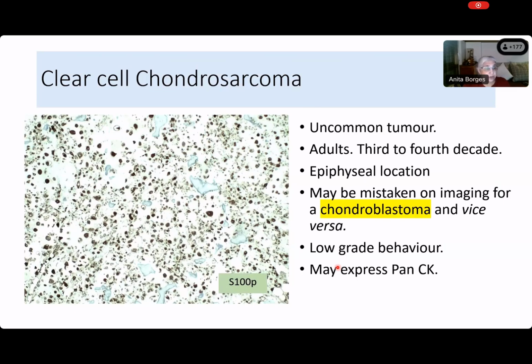It can be mistaken for a chondroblastoma. Why? Because it looks like a chondroblastoma on X-rays, and because it has a chondroid matrix, somebody might mistake it for a chondroblastoma, and sometimes a chondroblastoma is mistaken for a clear cell chondrosarcoma. But we have no difficulty over here. Why? Because it was so obviously malignant. Okay, and this is just something about a clear cell chondrosarcoma.